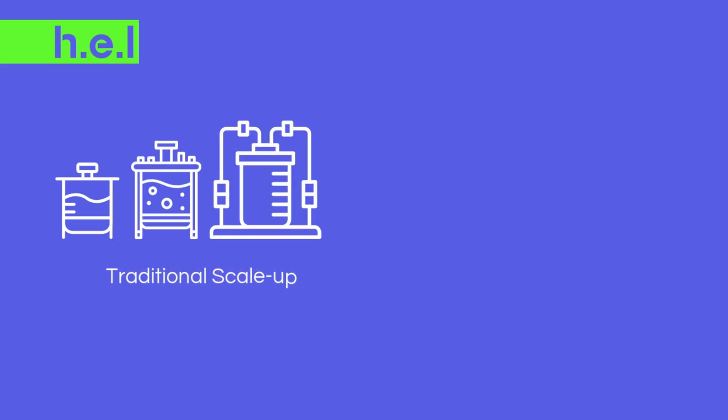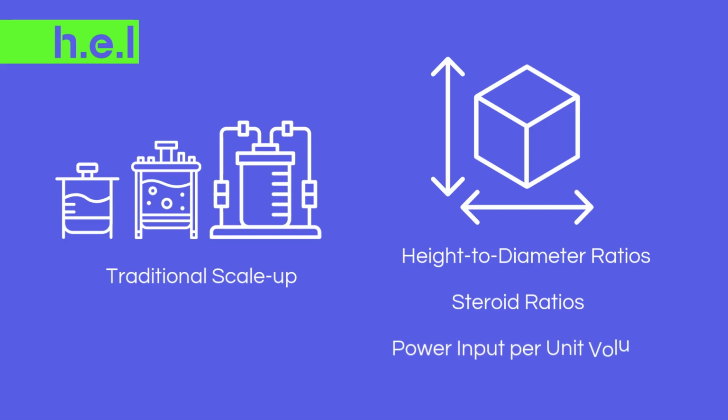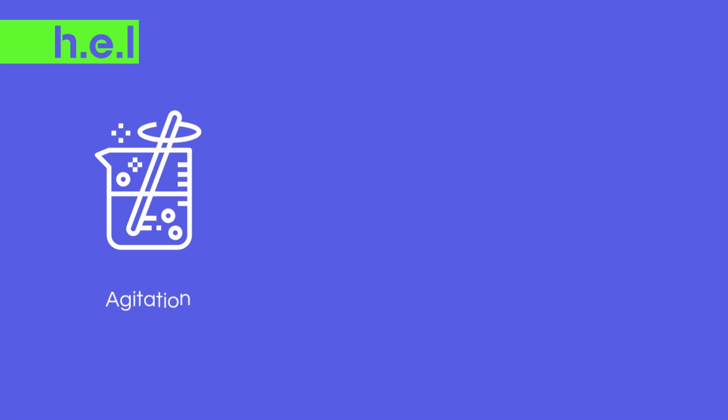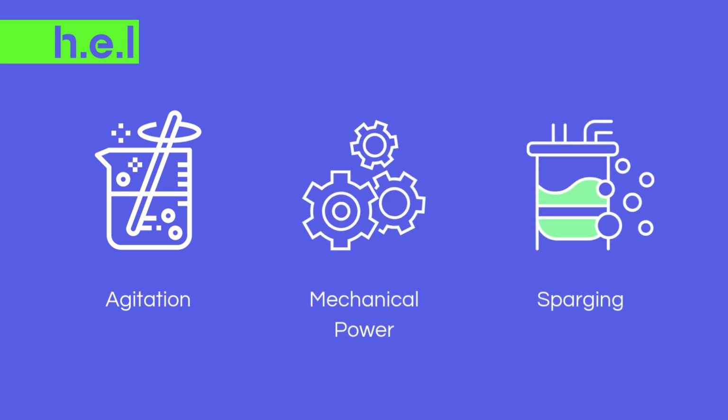In comparison to kLa approaches, traditional scale-up approaches often rely on geometrical properties, such as height-to-diameter ratios or impeller ratios. Power input per unit volume is also frequently used and is considered a good indicator of culture homogenization, mixing, and shear stress. This approach encompasses both agitation, the mechanical power that we are supplying, and sparge gas, so the pneumatic power that we supply.